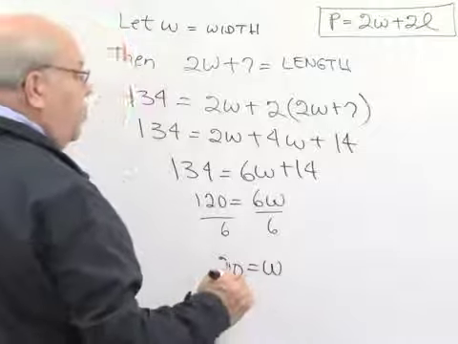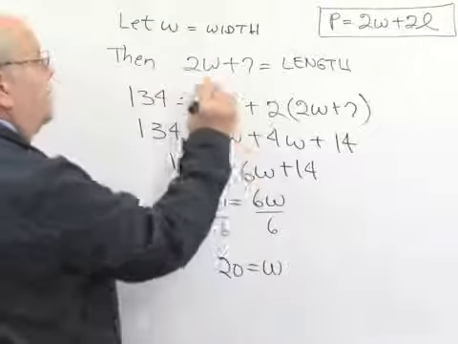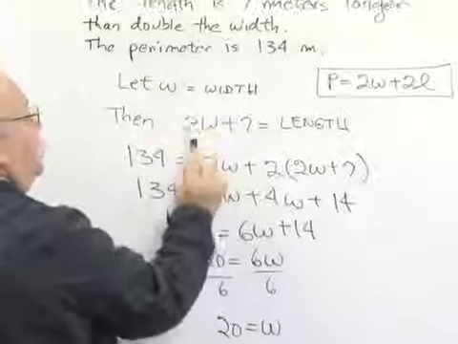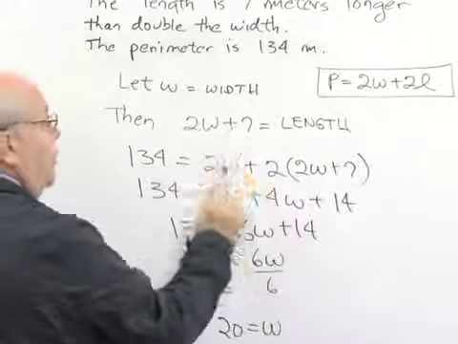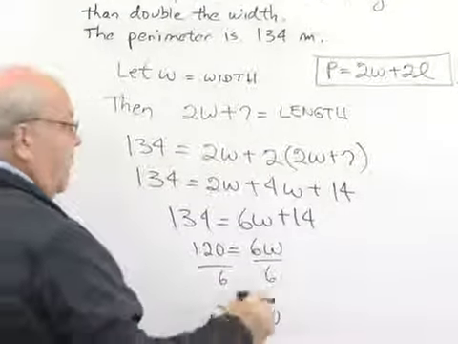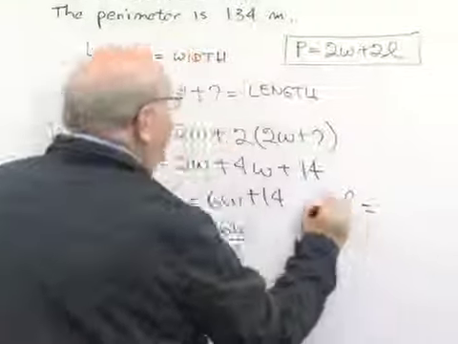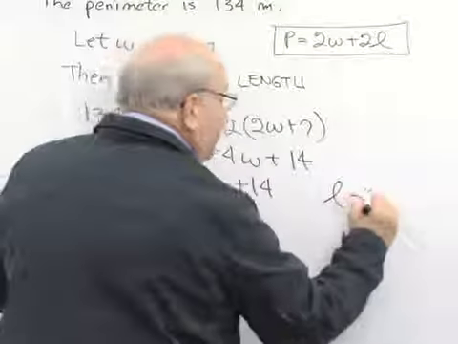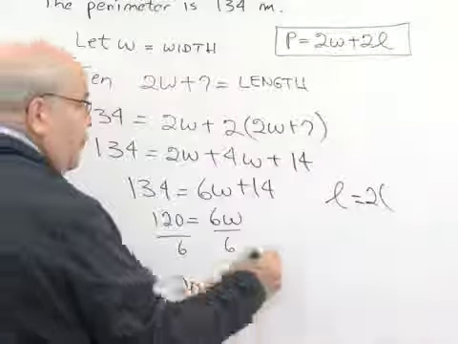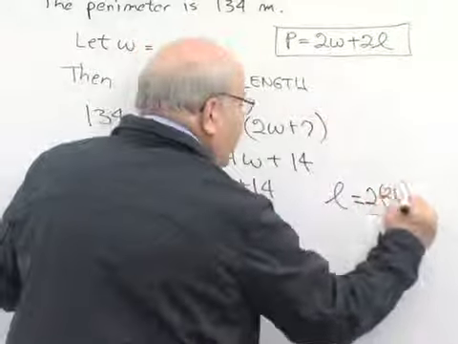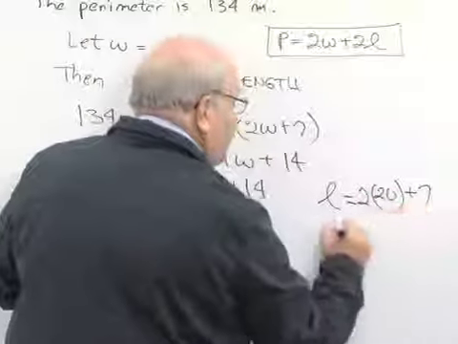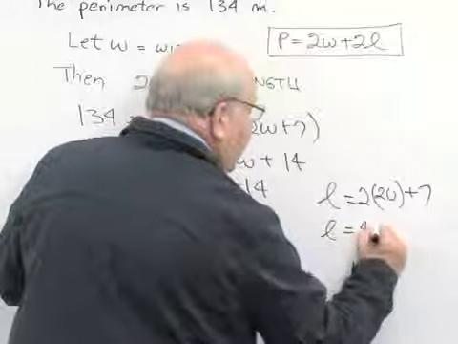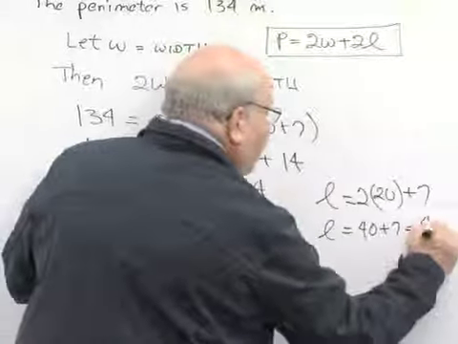How about the expression for the length? We said that the length is 2W plus 7. We just found W is 20, so the length would be 2W plus 7, 2 times our value for W, 20, plus 7. So the length would be 40 plus 7, or 47.